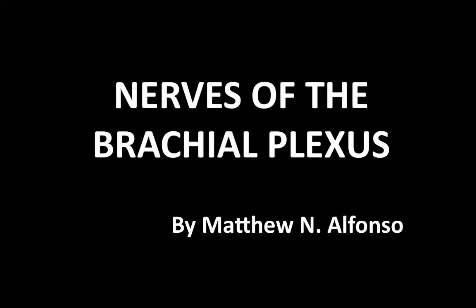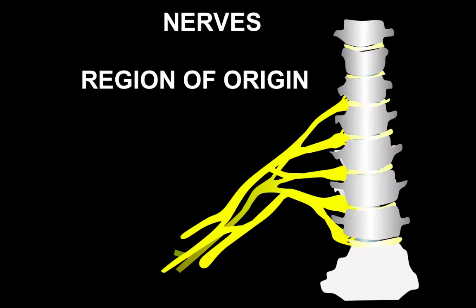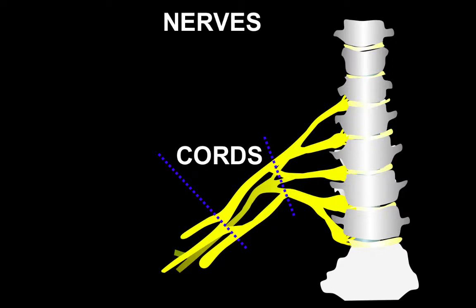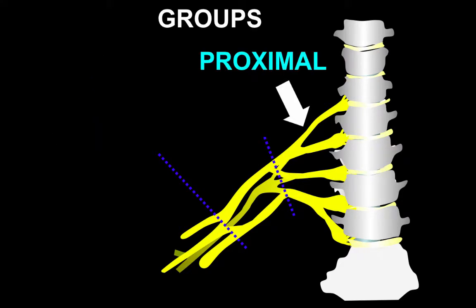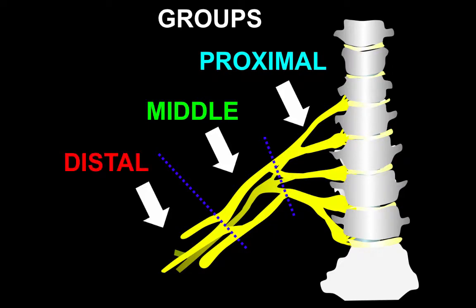Hello, and welcome to Nerves of the Brachial Plexus. The nerves of the brachial plexus are best studied according to their region of origin. We may use the boundaries of the cords to divide the nerves of the brachial plexus into three groups. First, the proximal group, then the middle group, and lastly, the distal group.